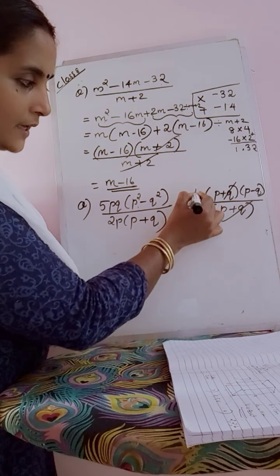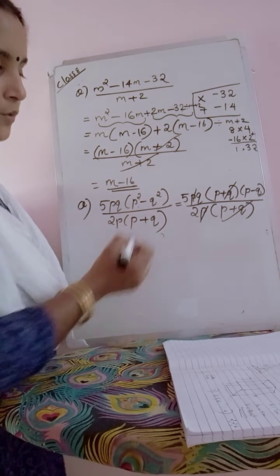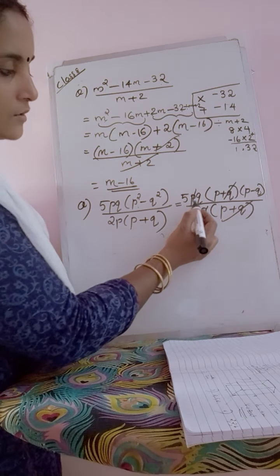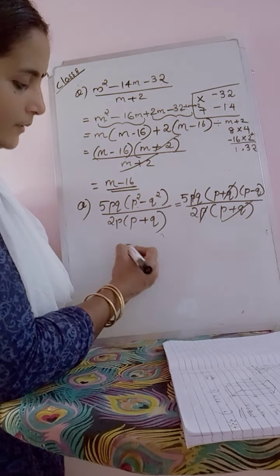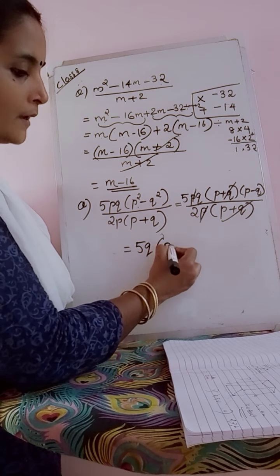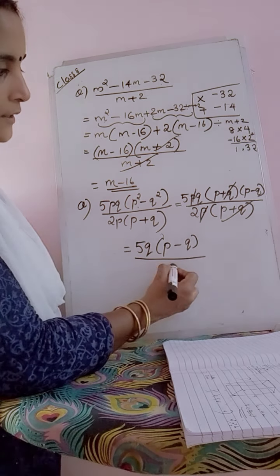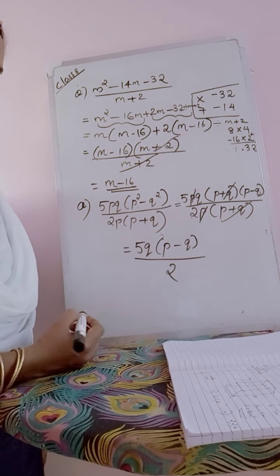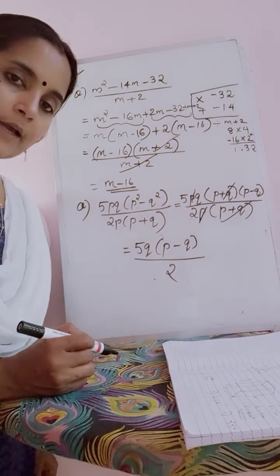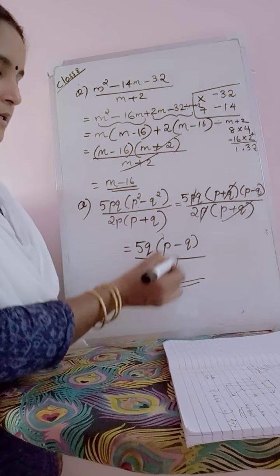Then 1p cancels from both numerator and denominator. Then 5 and 2, no common numbers exist. Then 1q here remains. So what is the final answer? 5q into p minus q, whole divided by 2. 2 remains here. So this is the final answer, 5q into p minus q by 2. Okay. Hope you understood all these.